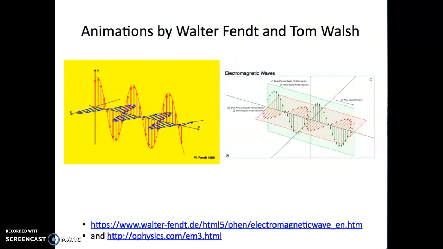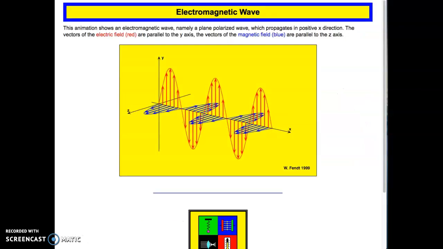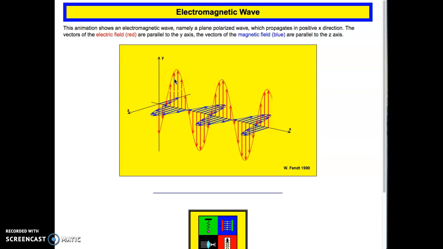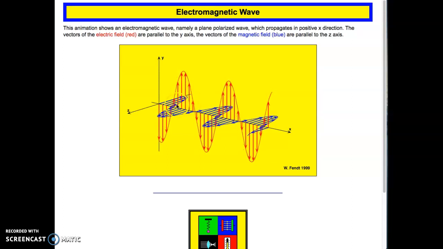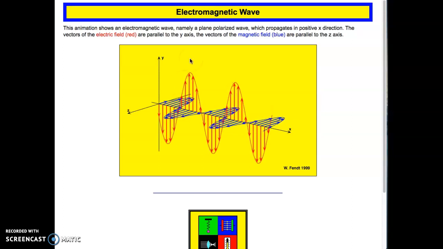There are a couple of nice simulations I want to show you. The first one is quite nice because you can see exactly what's going on here. You've got the two field vectors, so the electric field here is shown in the vertical plane, magnetic field in the horizontal, and it's all traveling at a nice relaxed rate.